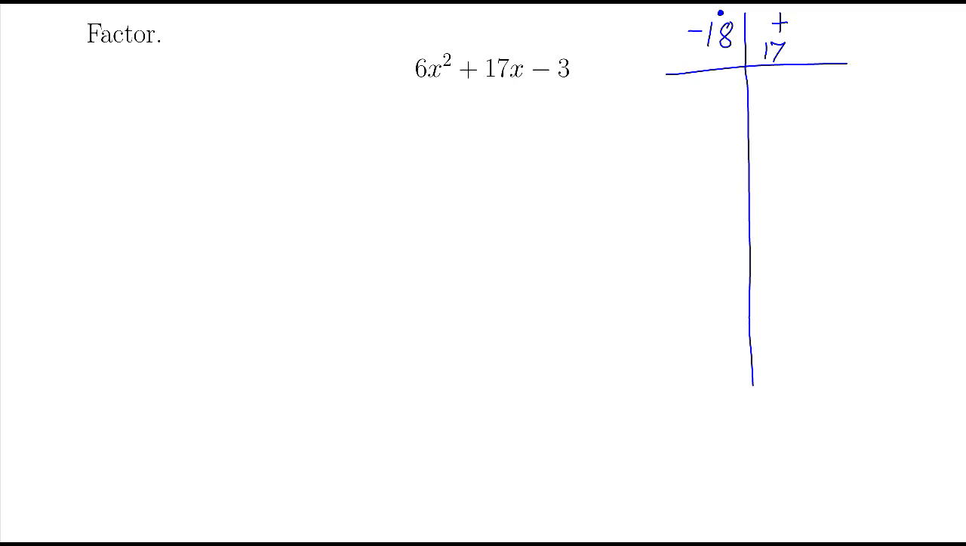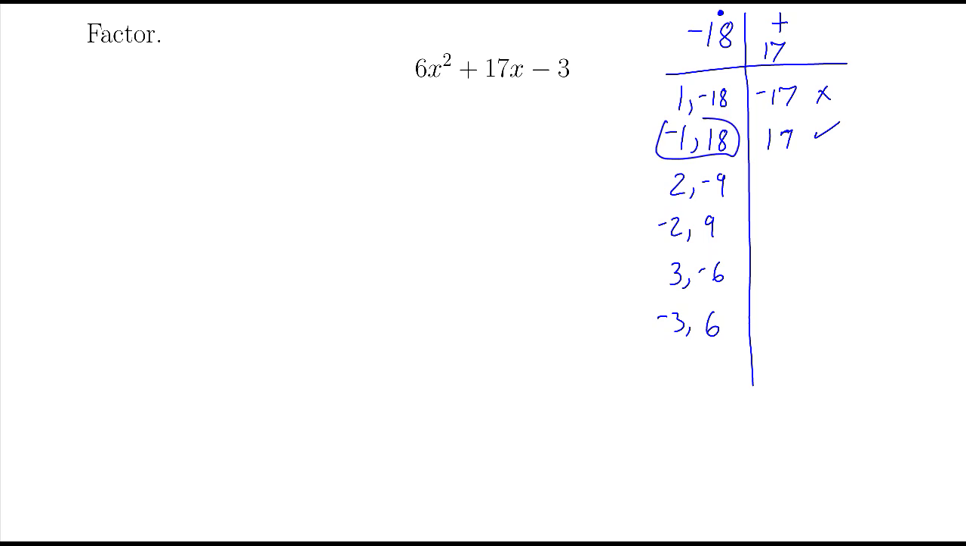Okay, so what? 1 times negative 18, negative 1 times positive 18. We could have 2 times negative 9. We could have negative 2 times positive 9. We could do 3 times negative 6, negative 3 times positive 6, and that's it. Okay, so now let's add them up. 1 plus negative 18 is negative 17. That's no good. Negative 1 plus 18 is positive 17. Check. Those are my two numbers right there.